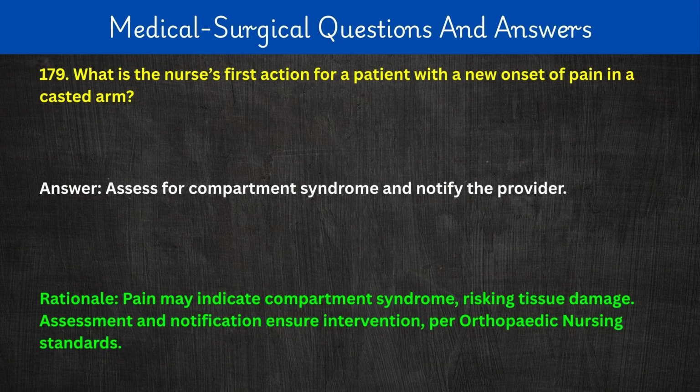179. What is the nurse's first action for a patient with a new onset of pain in a casted arm? Answer: assess for compartment syndrome and notify the provider. Rationale: pain may indicate compartment syndrome, risking tissue damage. Assessment and notification ensure intervention, per orthopedic nursing standards.